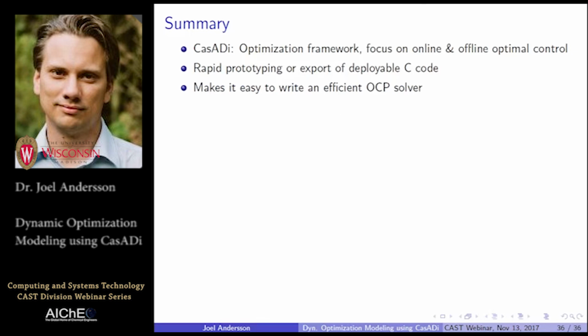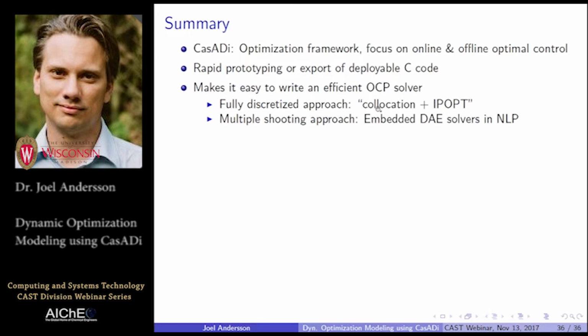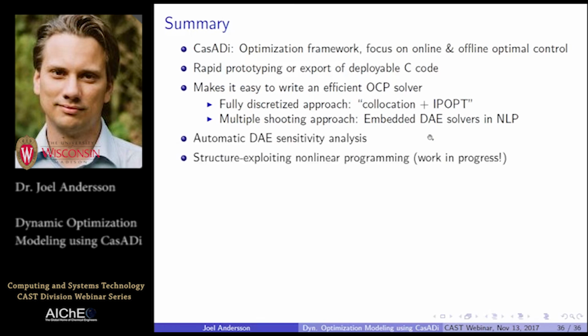So that's the idea of CasADi, to write good optimal control problem solvers that can be tailored to your application. And you can do this with different approaches. A lot of CasADi users use a fully discretized approach, the collocation approach, typically with IPOPT, or you can use a multiple shooting approach. Finally, when you're using shooting type approaches, CasADi provides a very convenient way of automatically calculating sensitivities, as outlined. And then something that is work in progress is to extend this family of structured NLP solvers in CasADi.